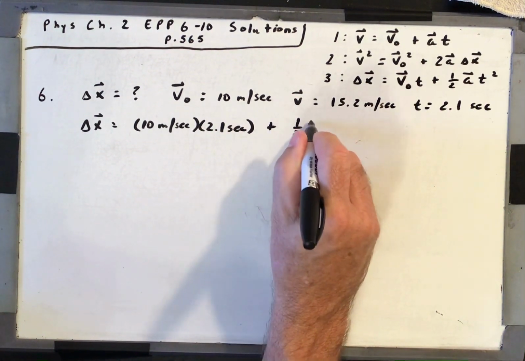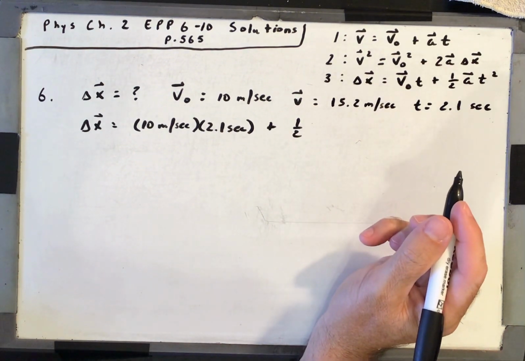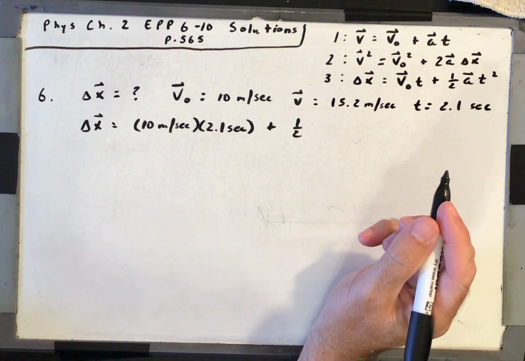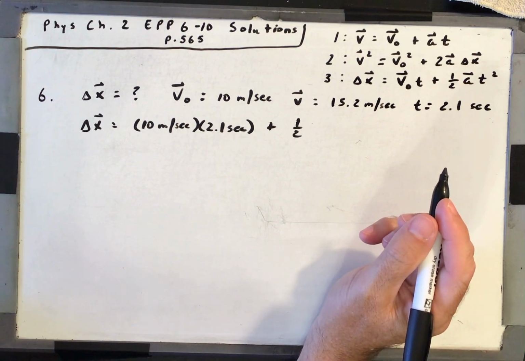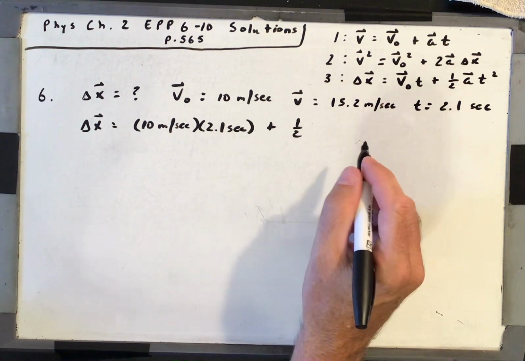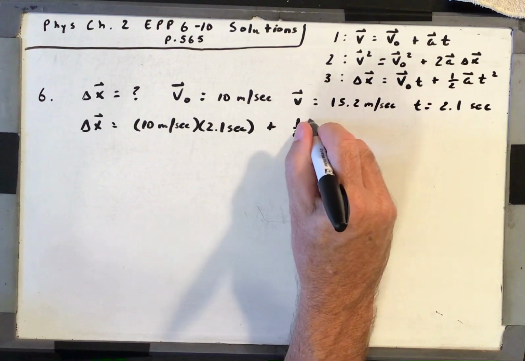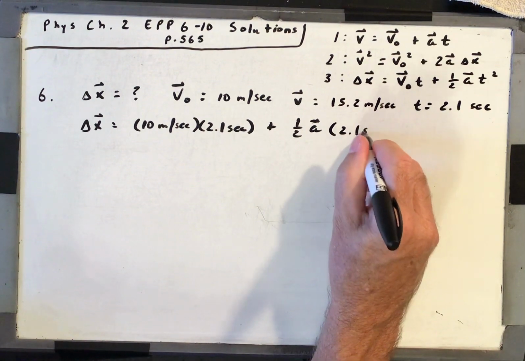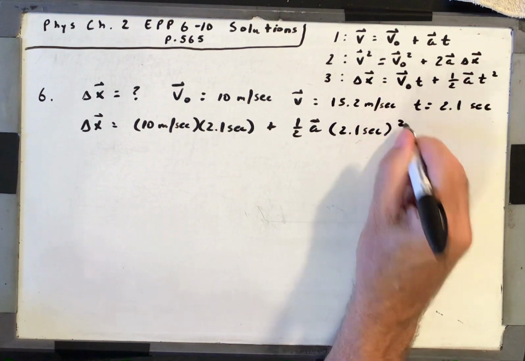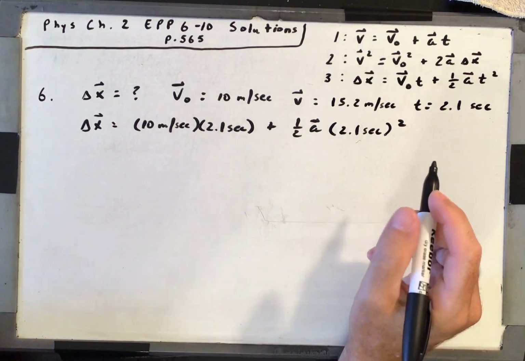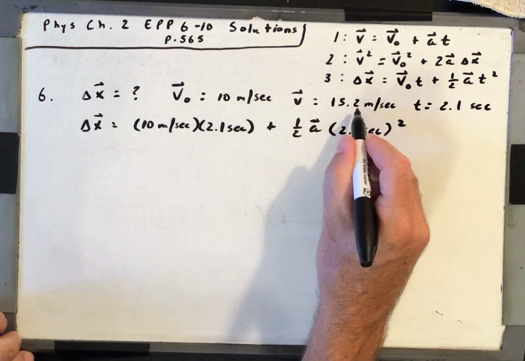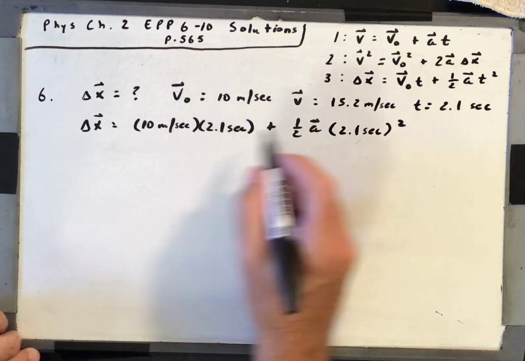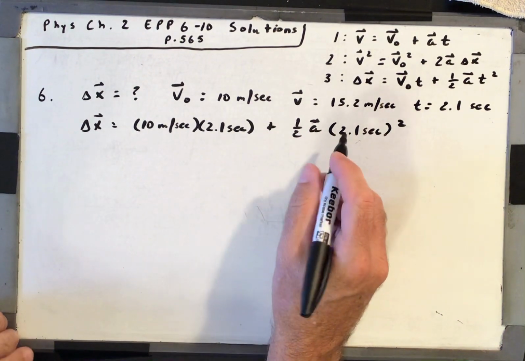plus 1/2. And we are trying to get... Oh, in this case, this is going to be a two-parter. I've got 2 variables here, but I have enough information, since I have the time and initial velocity and final velocity, to get acceleration using equation 1. So we'll come back to this in a second.